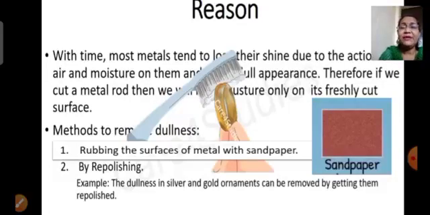There are some methods to remove this dullness from the metals. First one is rubbing the surface of metals with sandpaper. This helps to remove the dullness or coating which was created due to the action of air and moisture. And the second method to gain the luster is repolishing them. The dullness in the silver and gold ornaments or jewelries can be removed by getting them repolished. Have you seen what your mother is doing to remove the dullness of jewelry which is made from gold and silver? She gives that jewelry to the goldsmith for repolishing, or sometimes she uses some home remedies to remove this dullness.